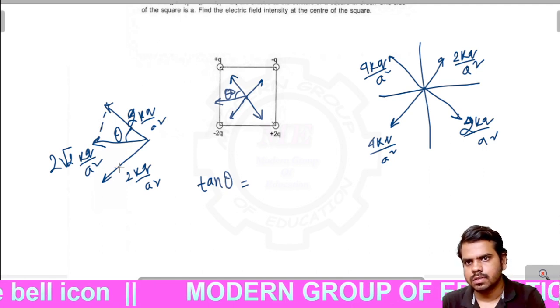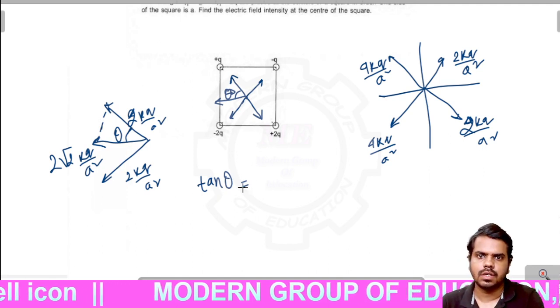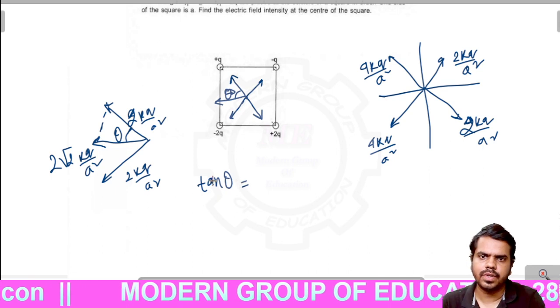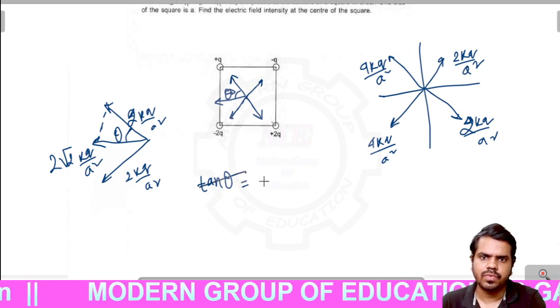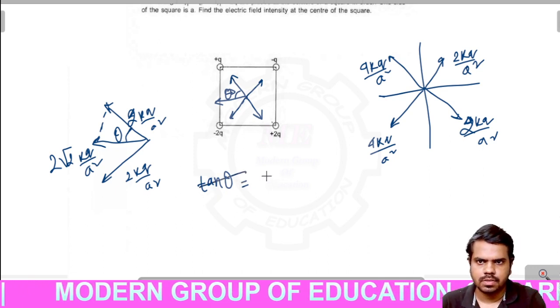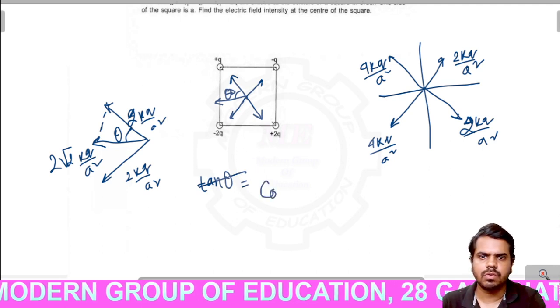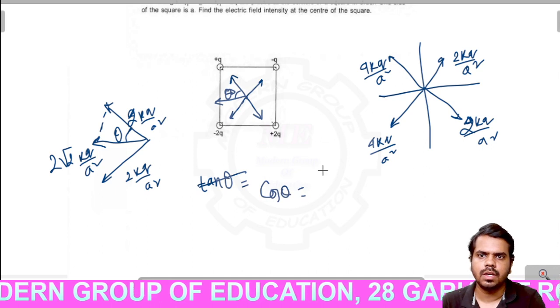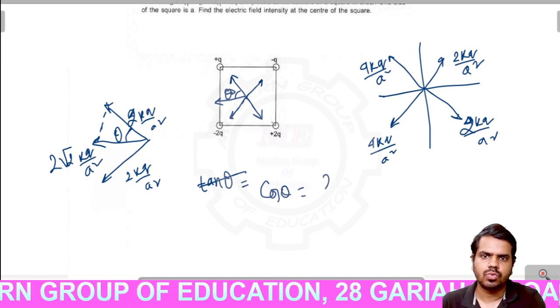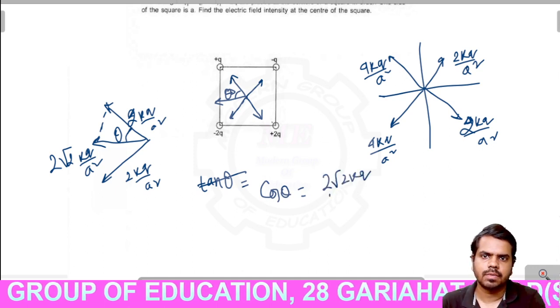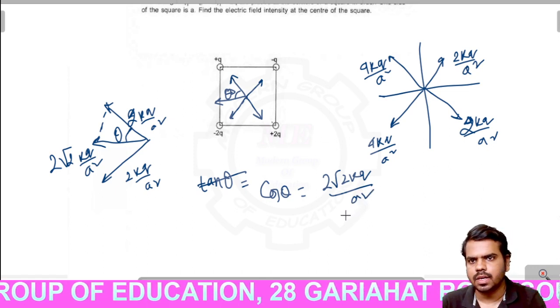Okay, so tan theta will be difficult to find, but if we find sine theta, or cos theta, then it will be very helpful for you. Cos theta will be base by hypotenuse, 2kq by a square, base by the hypotenuse.